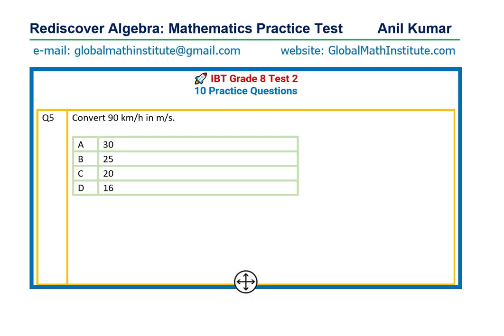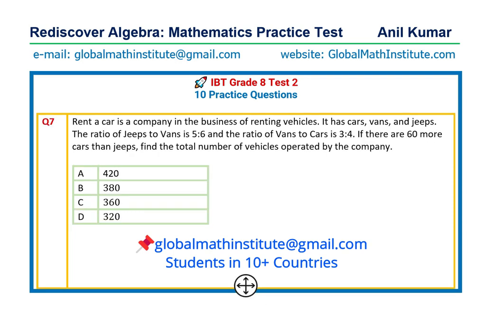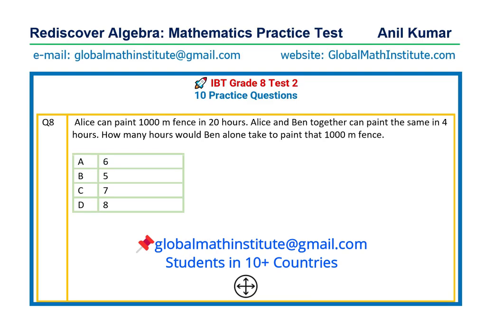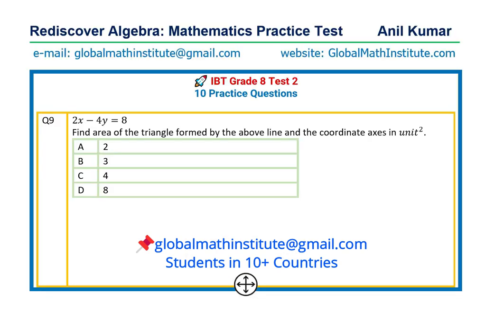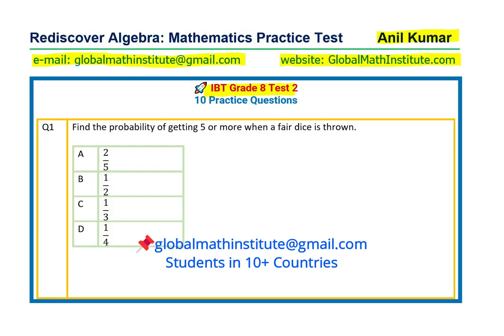And question number five is conversion of units, which is very important, converting from kilometers per hour to meters per second. And then we have a pattern. This number pattern is world famous number pattern. Good to know. Question number seven is a challenge question for you at this level of grade 8. Question number 8 is also a challenge question. Excellent word problem. Question number 9 is a linear equation to be solved. And then we have question number 10, the last question here, which is a unit conversion. So now let's begin with the solution of these one by one.